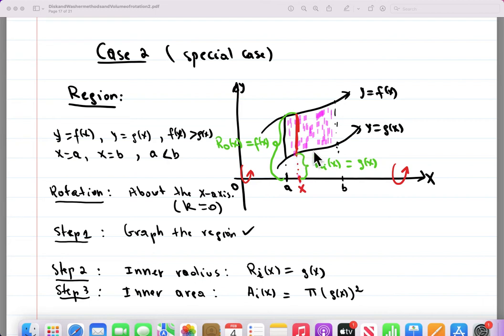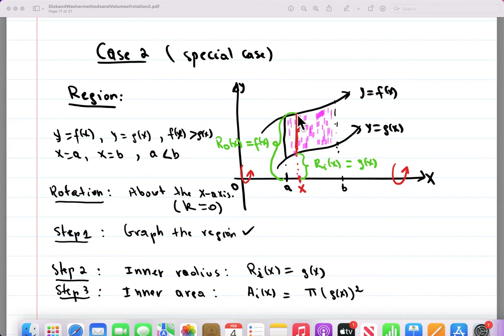This point is the curve y equals g of x. And this point, since it's the x-axis, the equation of the x-axis is y equals 0. So you have y equals g of x, and then y equals 0. We're going to take g of x minus 0, which will give us g of x. So that is the inner radius.